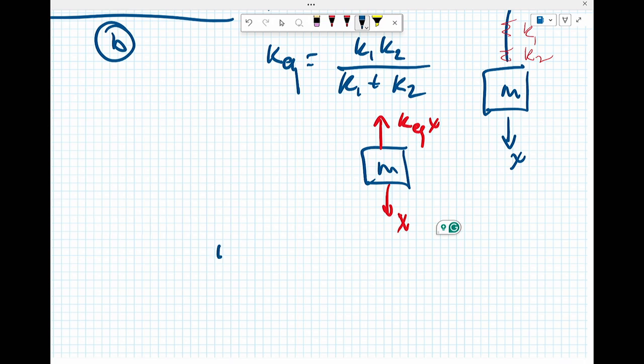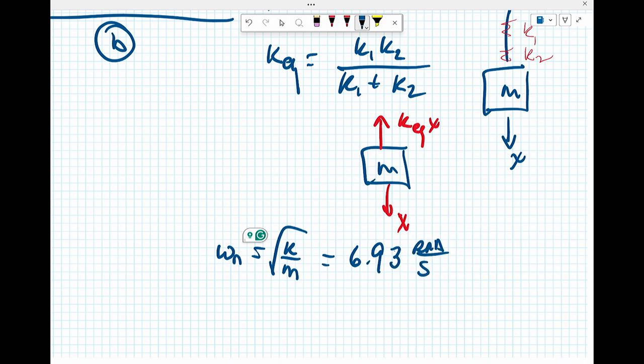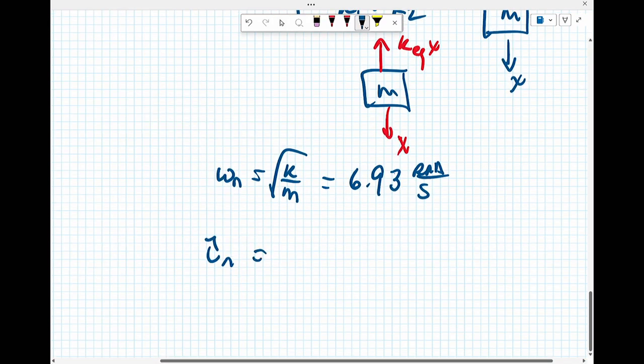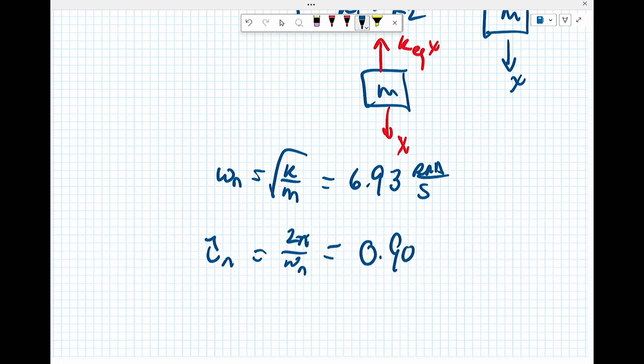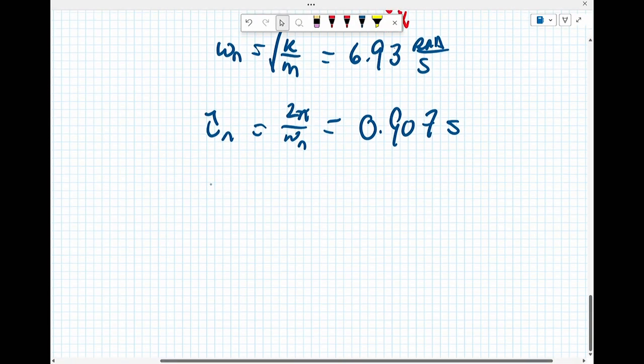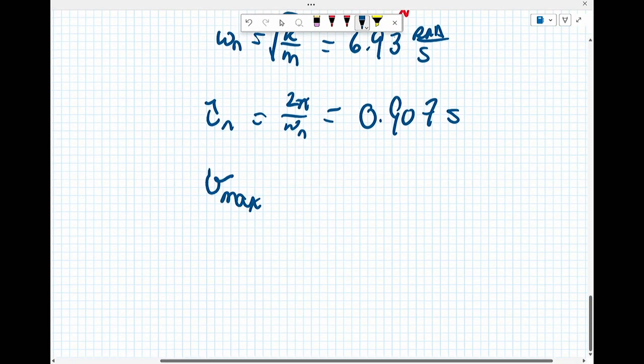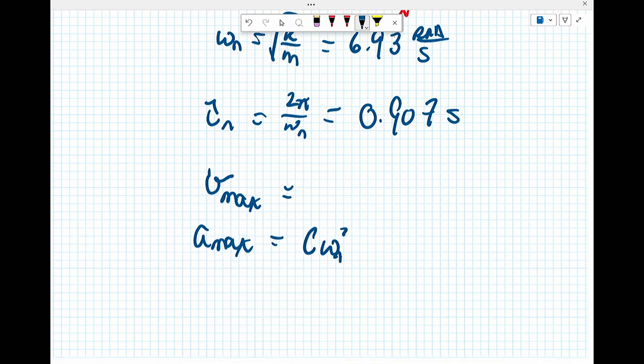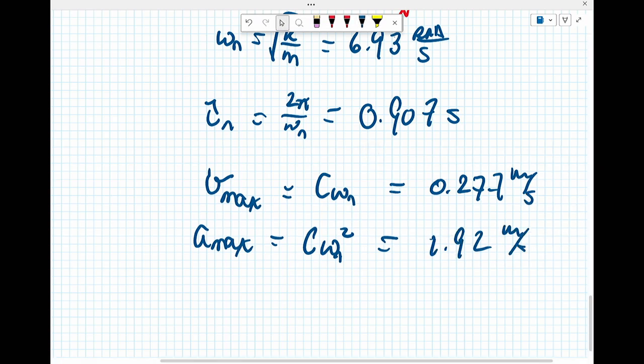Once you do that, omega n is equal to the square root of k over m, which is 6.93 rads per second. Tau n is equal to 2 pi over omega n, and that's 0.907 seconds. Vmax is the same, Amax is the same. It's c omega n squared and c omega n. The omega n's have changed. 7 meters per second squared, 1.92 meters per second.